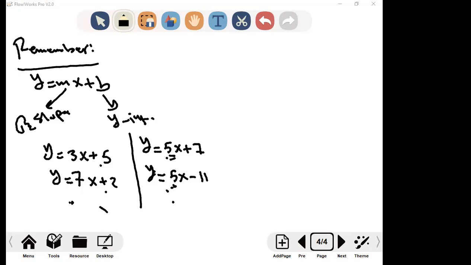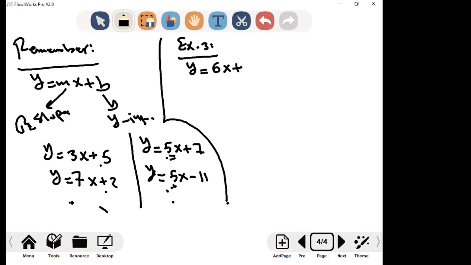Now let's see example 3. Determine the number of solutions the system has. Then state whether the system of equations is consistent or inconsistent, independent or dependent. Look at the first system. Look here, guys, focus. The first slope is how much? 6. The second slope, 6, so they are parallel.